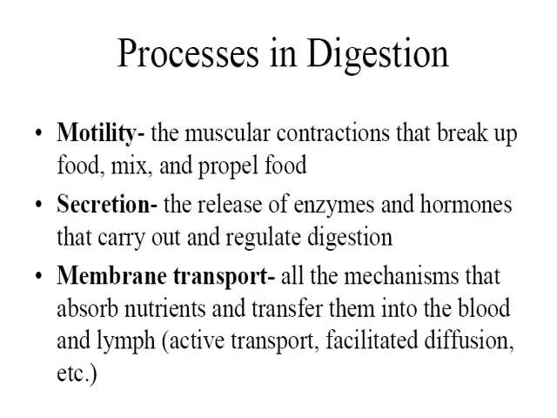So the processes in digestion are motility, the muscular contractions that break up the food, and then secretion. You must know these terms because they would be mentioned again and again. Secretion is the release of enzymes and hormones that aid in digestion, and then there are membrane transport mechanisms. You all know active transport and facilitated transport. We'll be mentioning them when certain digestive processes take place.